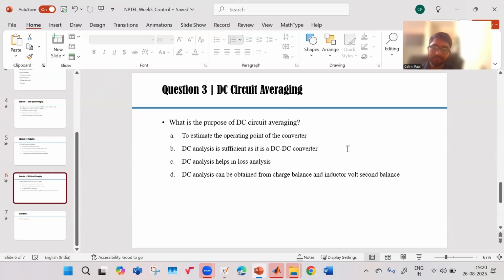Then what about C? Loss calculations, we can do DC analysis. That is also correct. Then last part. Volt second balance and charge balance are valid in a steady state. So that is also correct. Very good.